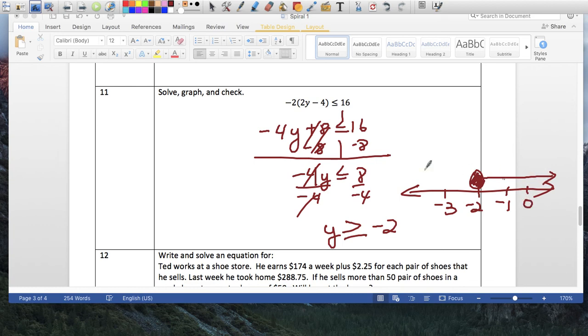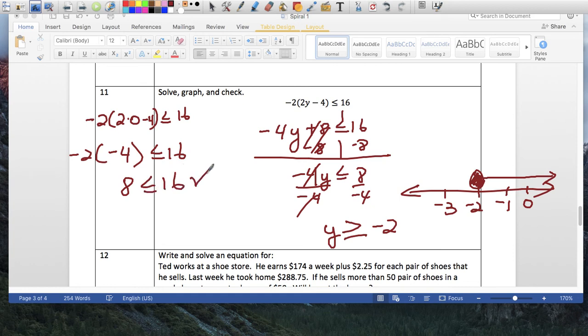0 is here, and 0 is on that side, so it makes life easier if you pick 0. So negative 2 times (2 times 0 minus 4) is less than or equal to 16. Let's see if that's true. 2 times 0 is 0, and 0 minus 4 is negative 4. Negative 2 times negative 4 is positive 8, and 8 is less than 16. So I know I am good. Okay, but that was simple.